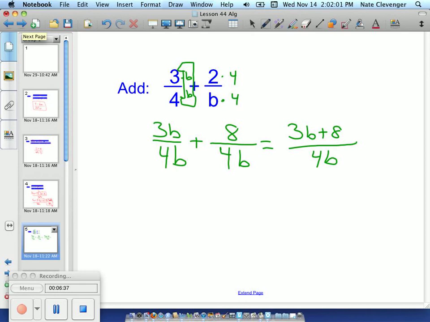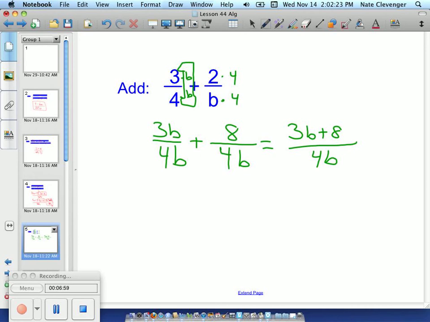Kelsey, can I reduce my b's? No, I cannot reduce my b's because of the addition in the top expression. Okay? I am very lost. Which part lost? How'd you get the common denominator? That's the part I want.